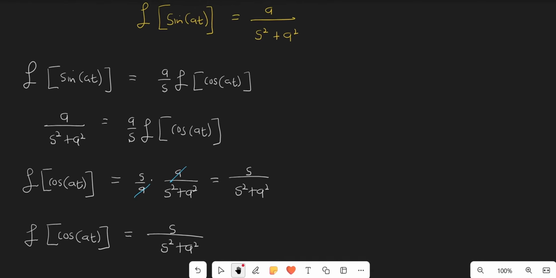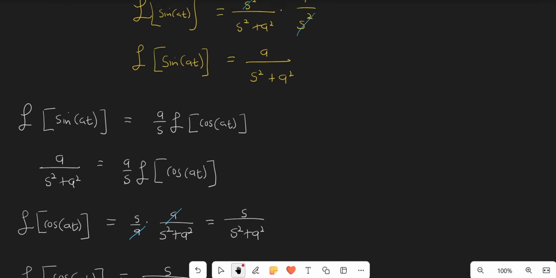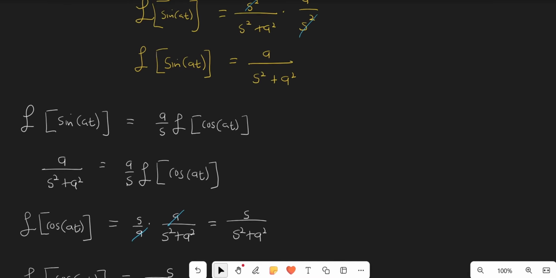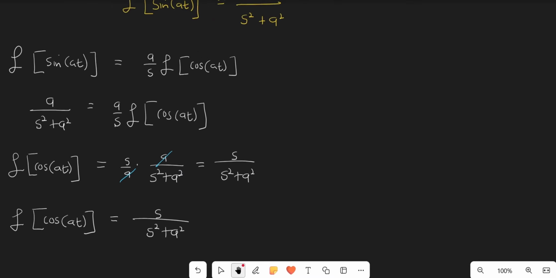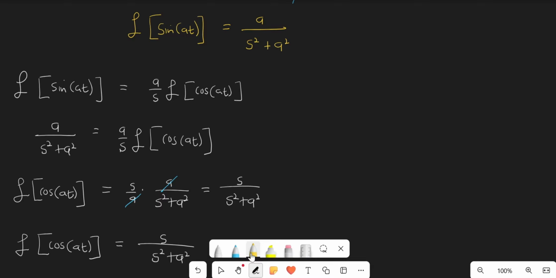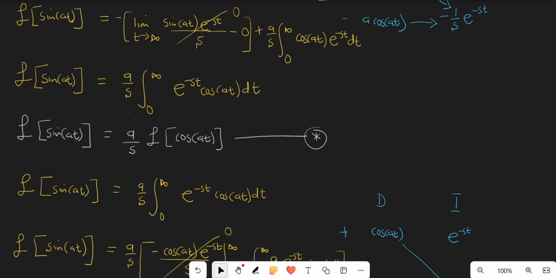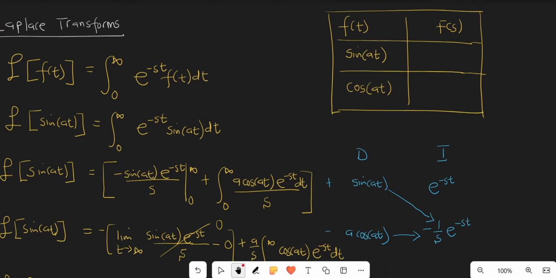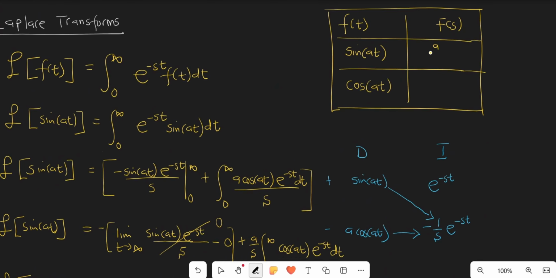So they look similar, they have the same denominator, but the sine of at has a as the numerator and the cosine of at has s on the numerator. So let's go back to our table and then fill it out and then work a few examples. So the sine of at is a divided by s squared plus a squared, and the cosine of at is s divided by s squared plus a squared. So these are the Laplace transforms for the functions sine of at and cosine of at. So this is what we have.